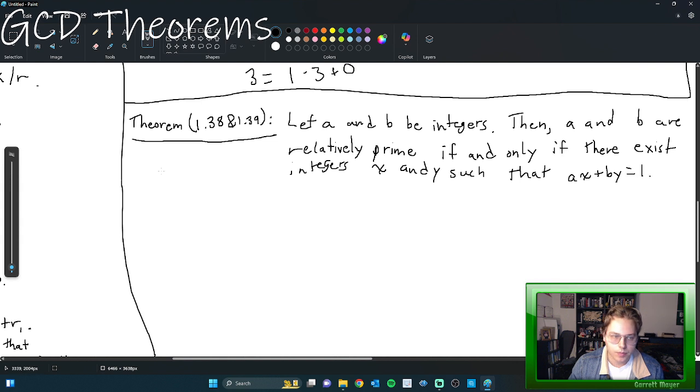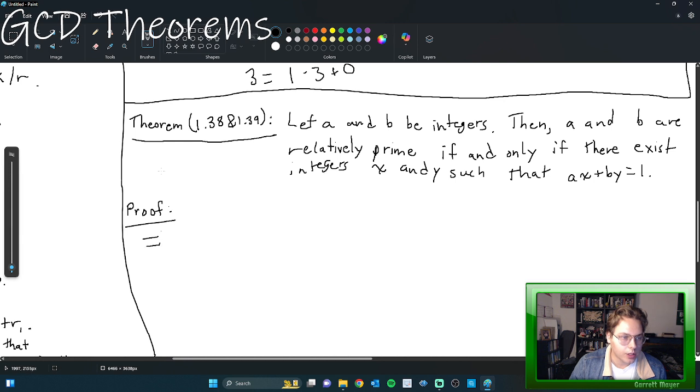Okay, so what we're going to do in this theorem to prove it, we're going to start by assuming a and b are relatively prime and show that that means that there exist integers x and y such that ax plus by is 1. And then we're going to prove the other direction, that if there exist these integers x and y that cause ax plus by to equal 1, then we know that a and b are relatively prime. So let's go through our proof.